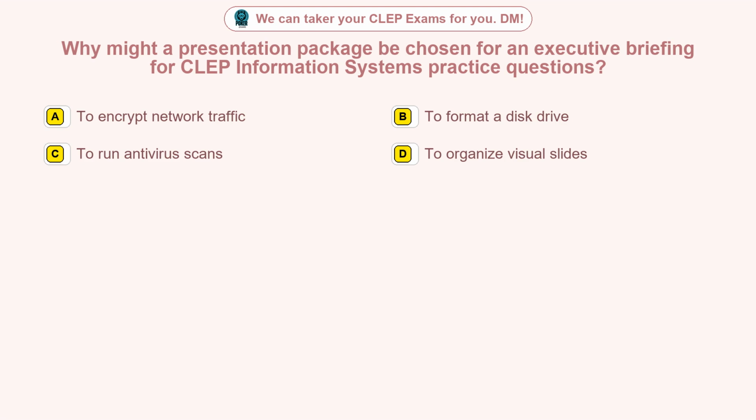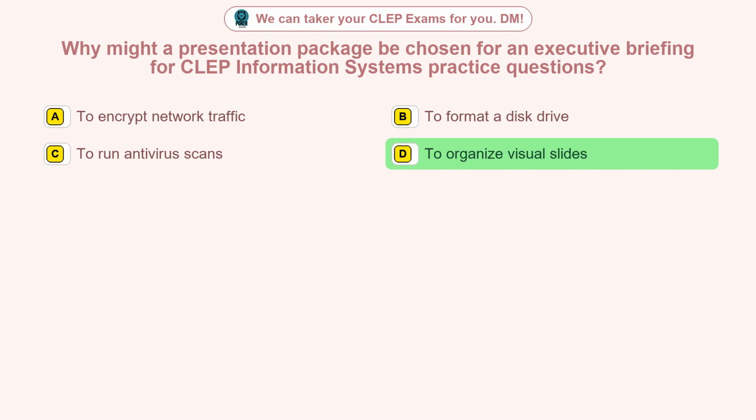Question 3. Why might a presentation package be chosen for an executive briefing for CLEP Information Systems practice questions? Option A. To encrypt network traffic. Option B. To format a disk drive. Option C. To run antivirus scans. Option D. To organize visual slides. The correct answer is option D.